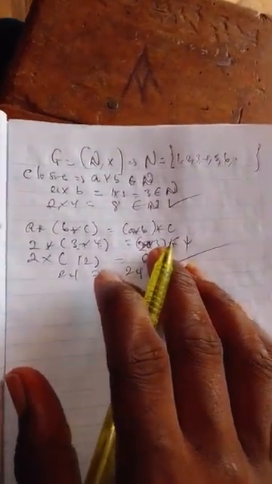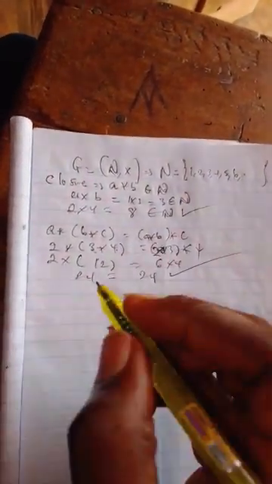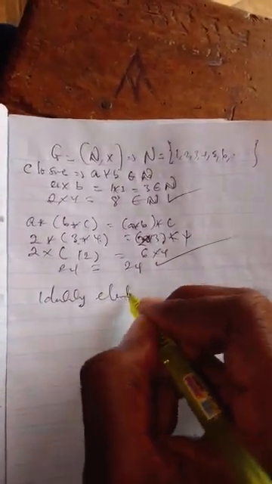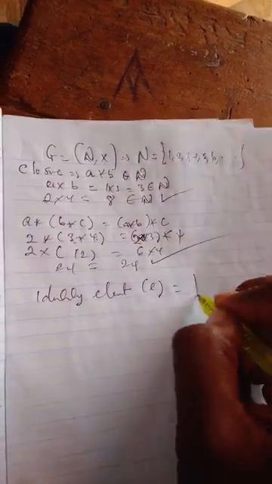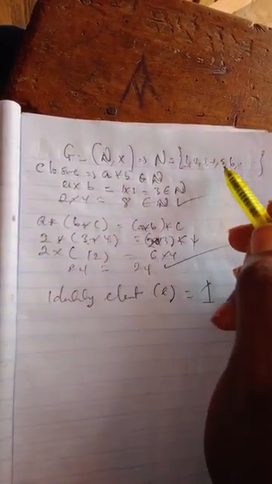Now let's check for the identity element. So the identity element here is 1. The identity element, or you call it neutral element, is equal to 1. Because if you multiply 1 with all numbers here, the number will not change.